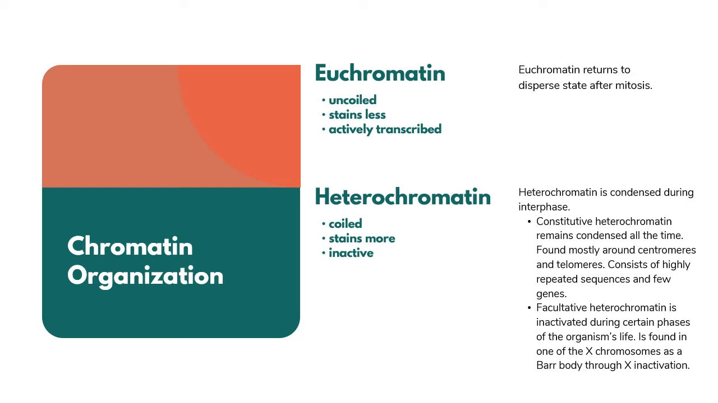In preparation for mitosis, the chromatin supercoils to become its shortest during metaphase. However, after mitosis, the euchromatin returns to its dispersed state, while the heterochromatic portion of the chromatin remains condensed.